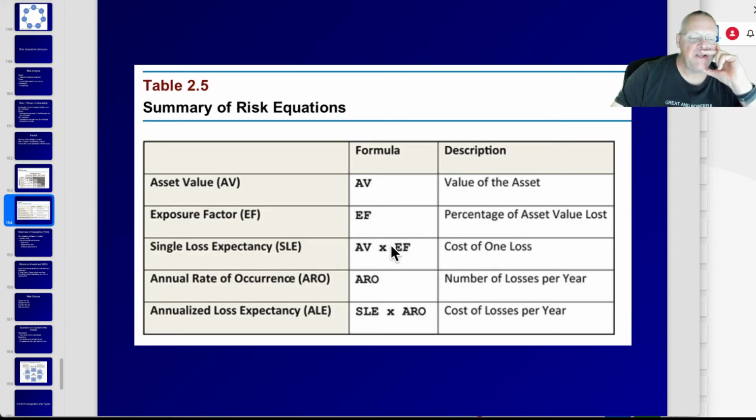So if you multiply the asset value times the exposure factor, that is the cost of one bad event. So if you have an asset and the threat you're considering would completely destroy it, then the exposure factor is 100%, and if that bad thing happens, you lose the entire value of the asset. Then you determine annual rate of occurrence, how many of those will happen per year, and so if you multiply the single loss expectancy times the annual rate of occurrence, that's the total amount of dollars you're going to lose in a year. And that's what you want, because now you can compare that to the cost of a countermeasure. And say, if we're losing $10,000 a year, but the countermeasure costs $100,000, it's probably not worth getting that countermeasure.